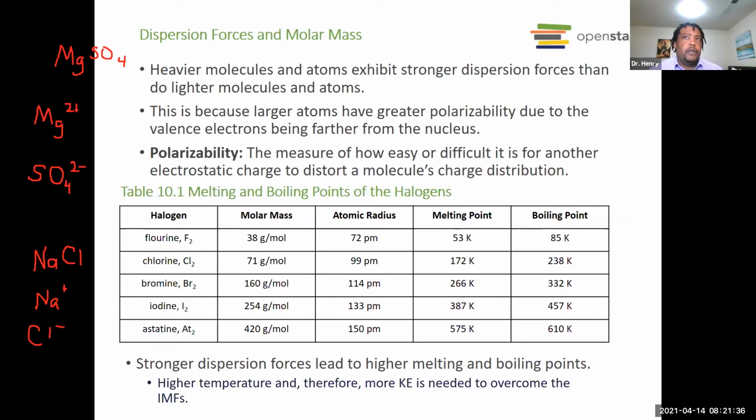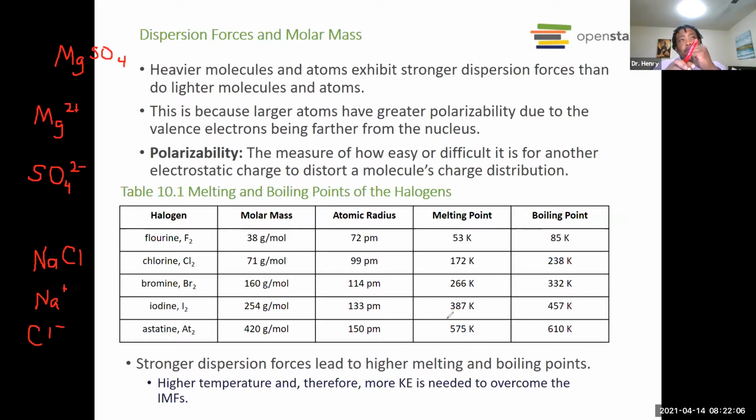Okay. So when we think about things, we know that those charges are going to have effects on things. Also, when we increase the molar mass, let's say in the case of the halogens, as we go down the periodic table, the molar mass increases. And as that molar mass increases, the melting point increases. Well, that's also going to be a factor of the fact that the radius is also increasing.